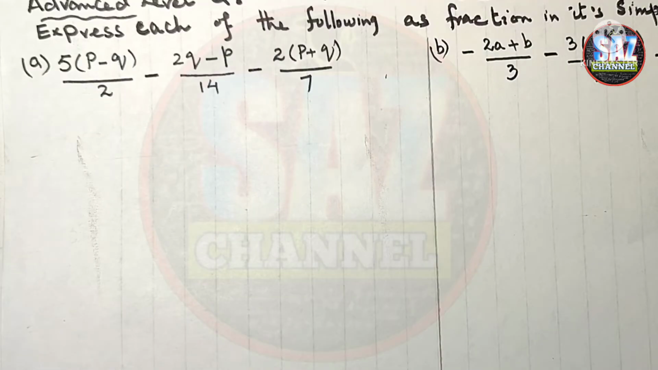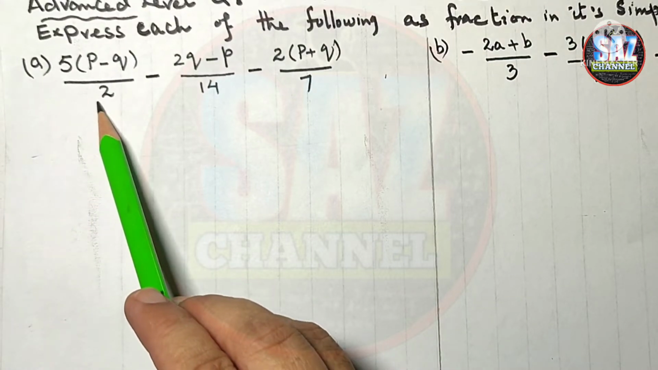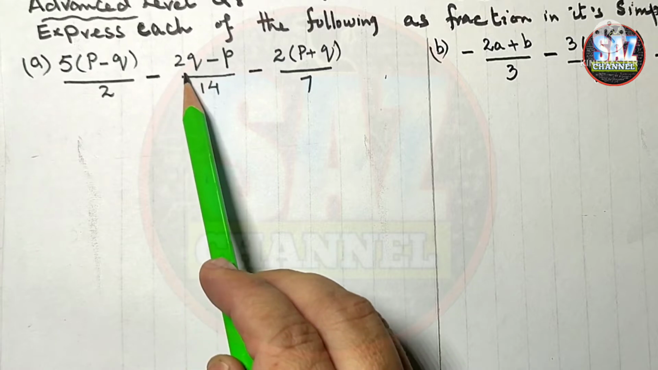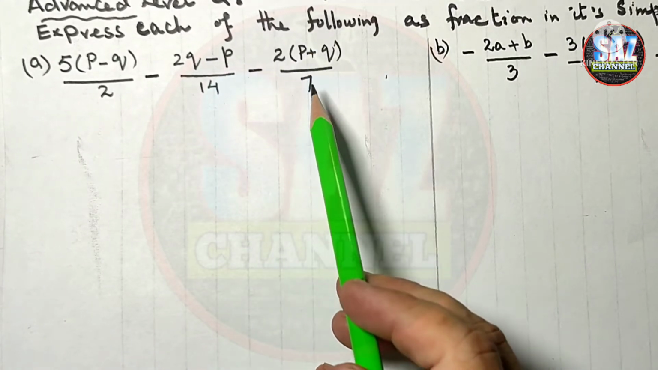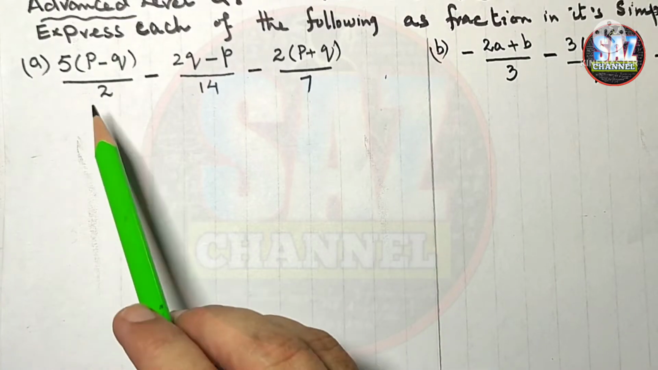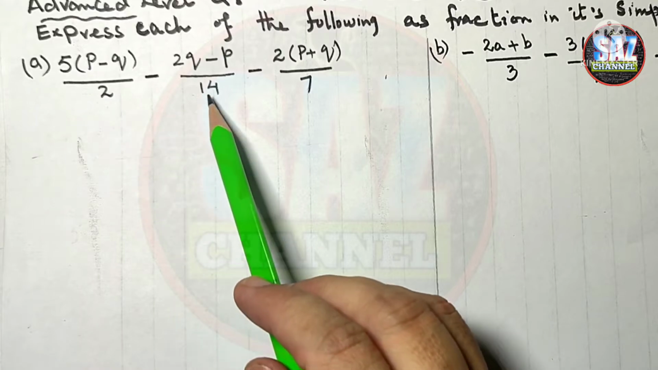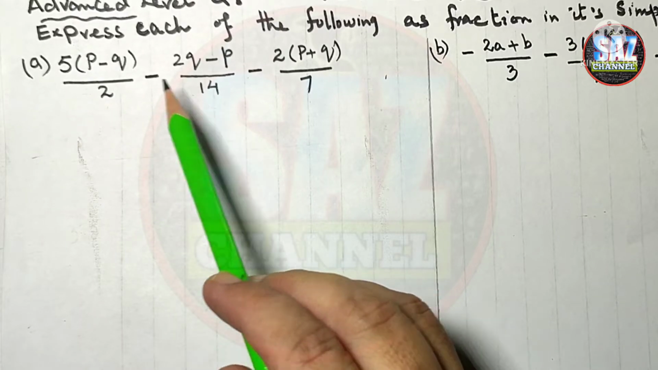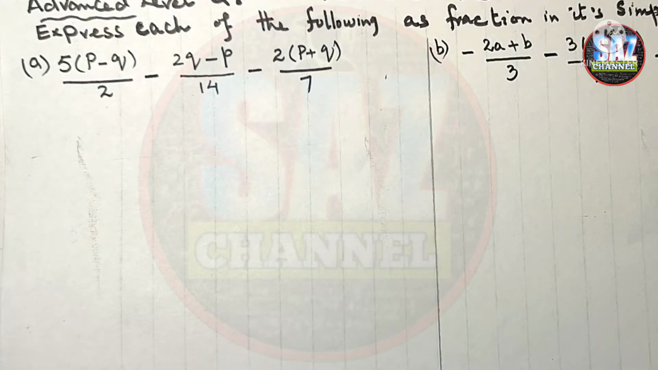If we look at the first question, let me compare the data with the book. The first question is 5 into (p minus q) by 2, minus (2q minus p) by 14, minus 2 into (p plus q) by 7. If we look at the denominators 2, 14 and 7, 14 comes in the table of 2 and the same 14 comes in the table of 7. So in this case, how do we take the LCM?